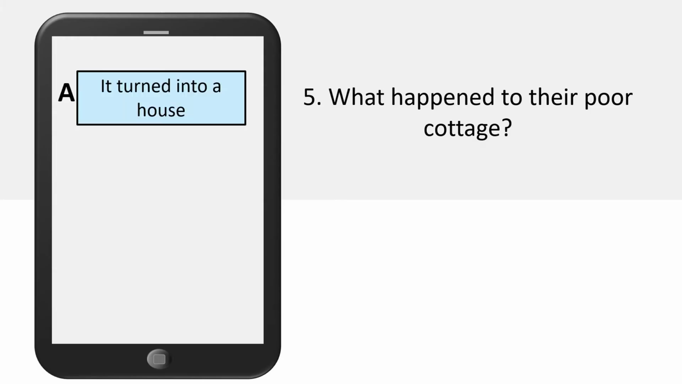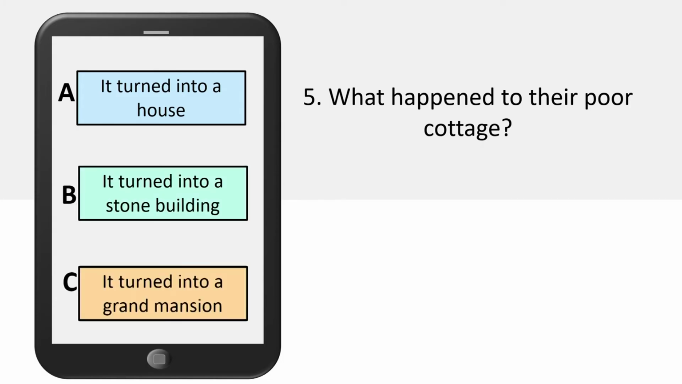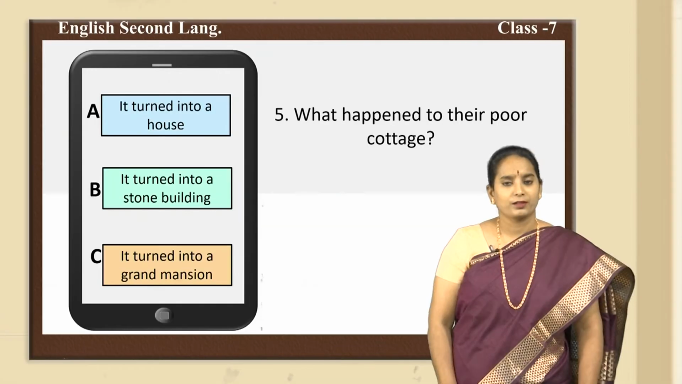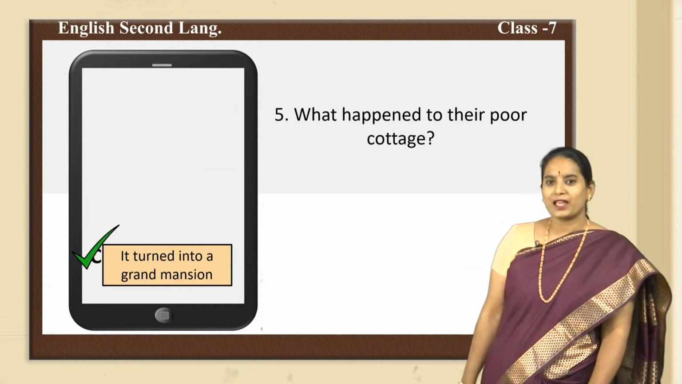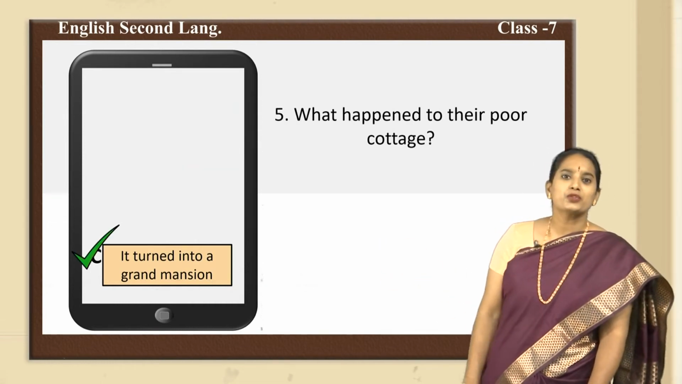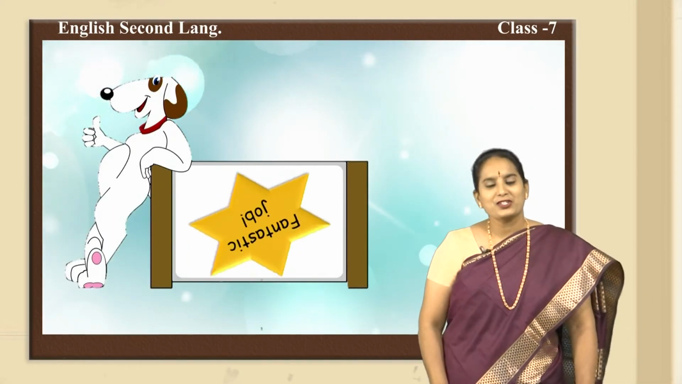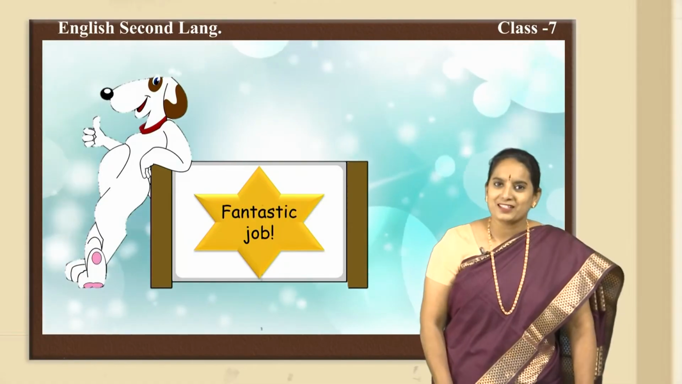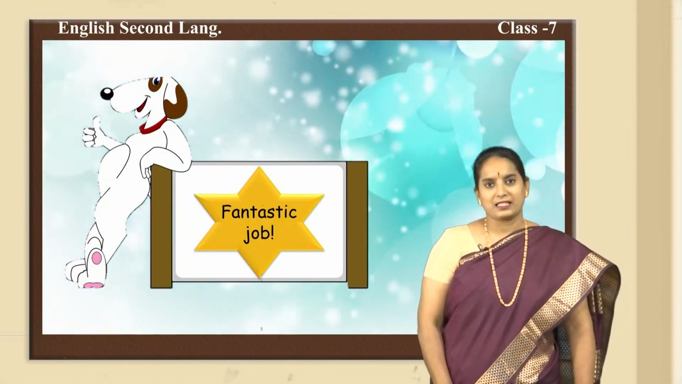Option A. It turned into a house. Option B. It turned into a stone building. Option C. It turned into a grand mansion. What's the right answer, children? Yes, you're right. It turned into a grand mansion. Well done, children. You all did a fantastic job. Now, let's continue with our next activity.